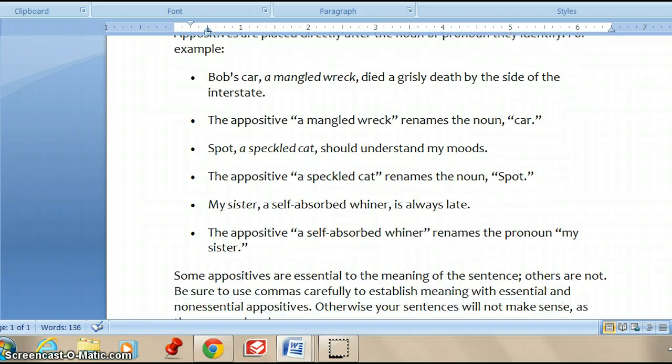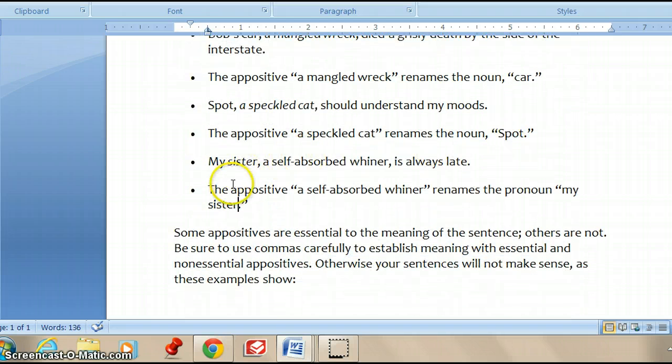Moving on down. My sister, a self-absorbed whiner, is always late. A self-absorbed whiner. Whiner is the noun renaming sister. So this entire phrase is the appositive. So when you have one noun renaming another, it is an appositive.